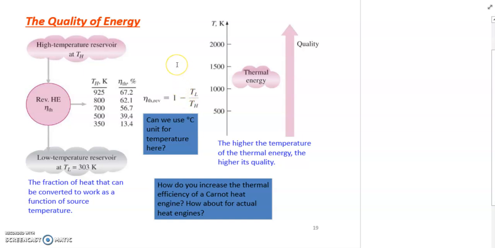Let's say you just plug in maybe 10. Your TL is 10 and TH is 20. So 1 minus 10 over 20, you get 0.5. And if you convert 10 and 20 degrees Celsius to Kelvin, you will get 283 over 293, and you cannot get an efficiency of 0.5 if you do the conversion to Kelvin. So the answer is no, you cannot use degree Celsius for efficiency when you're dealing with Carnot calculation.